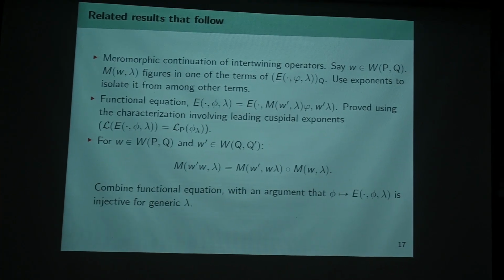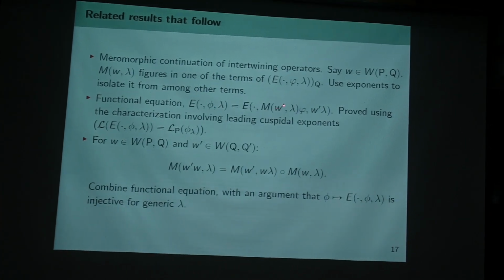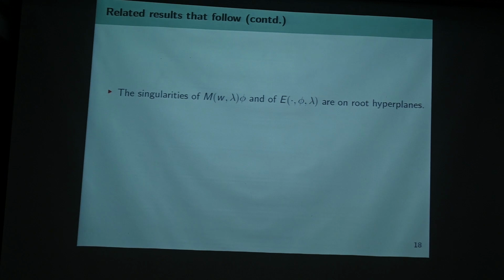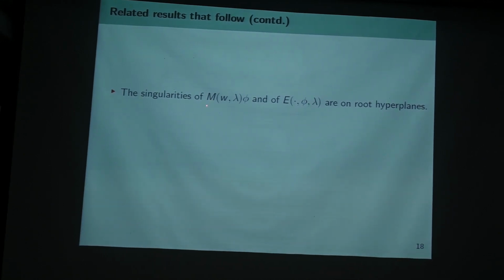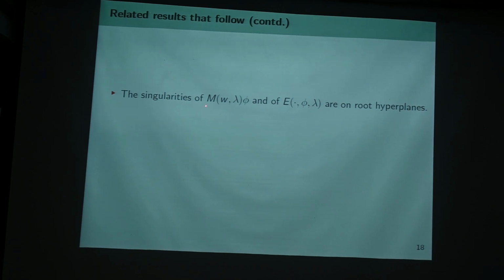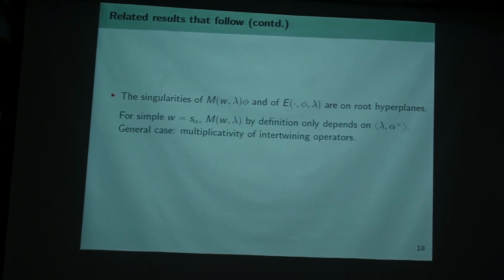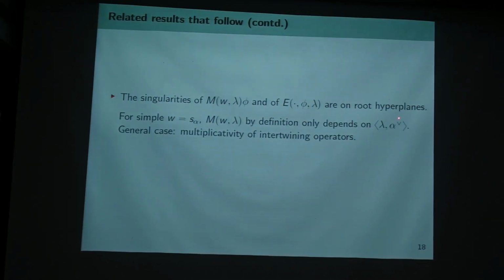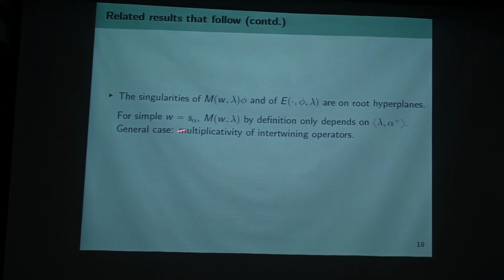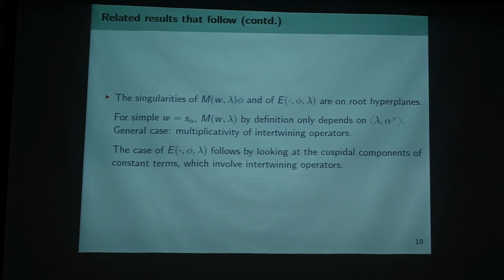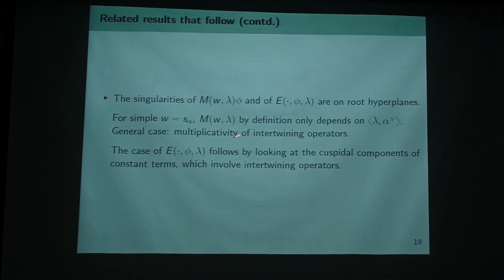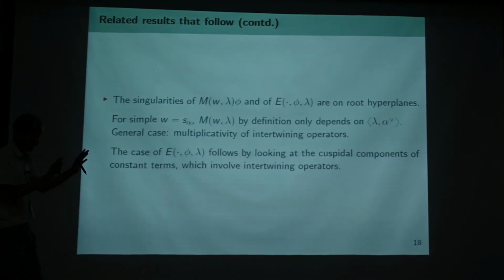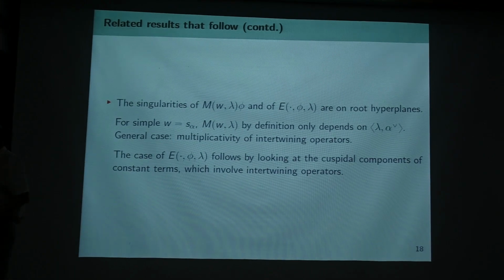That's by using the functional equation and the fact that for generic lambda, the map is injective. And one can also recover the result about singularities of Eisenstein series as well as intertwining operators on root hyperplanes. So this is almost obvious if you have an elementary symmetry. There, the intertwining operator only depends on this sort of thing by definition, and the general case follows from multiplicativity. And then the case of Eisenstein series can be deduced once you have it for intertwining operators. Yeah, so that's all I wanted to say. Sorry, I'm talking about things that I don't really know.